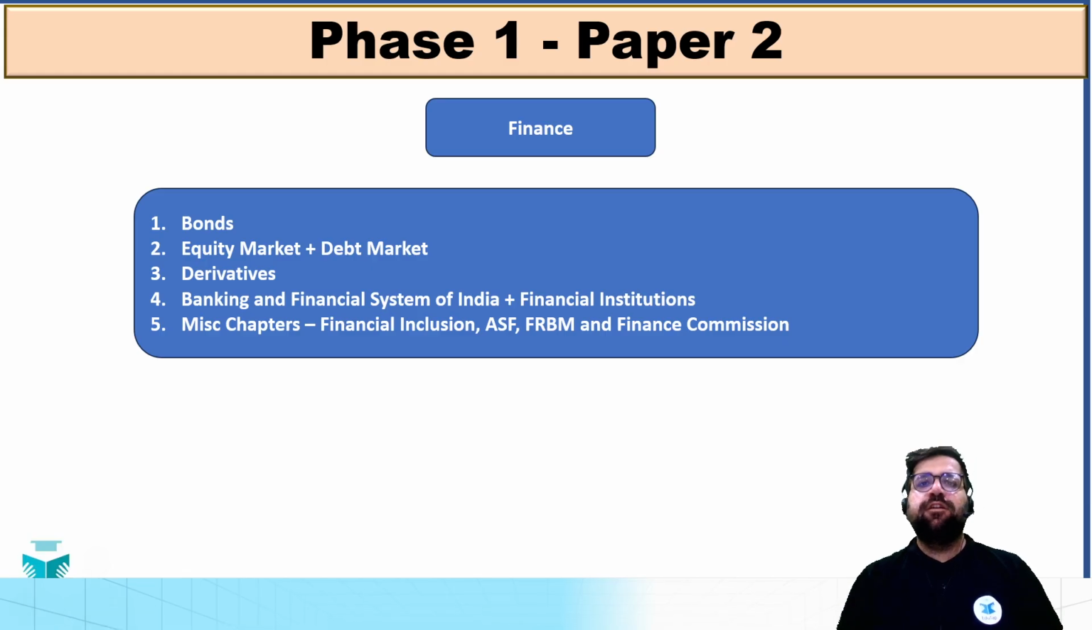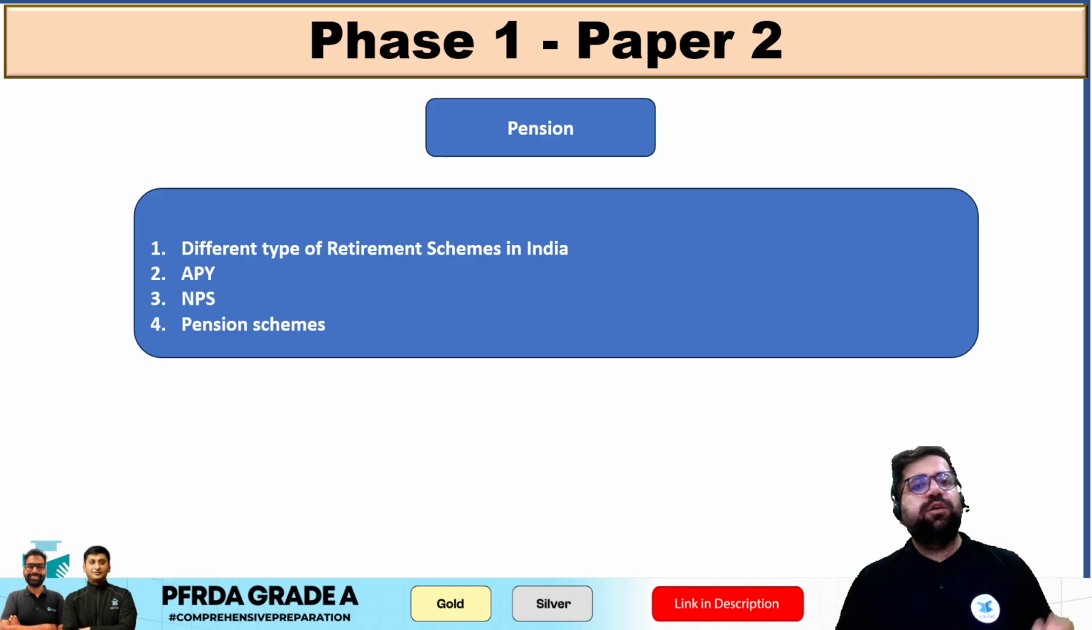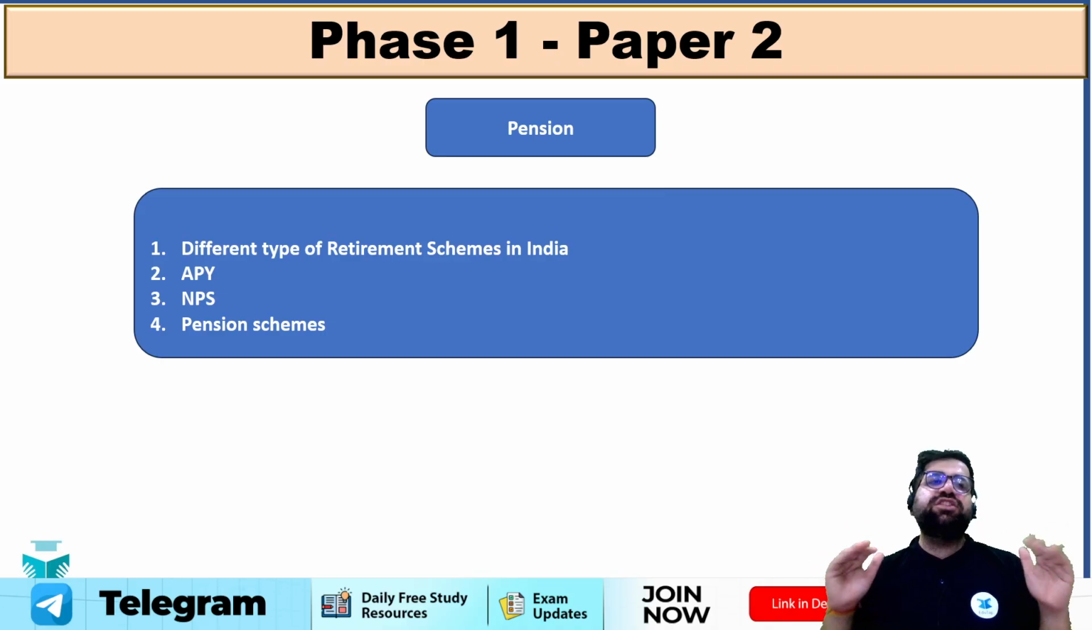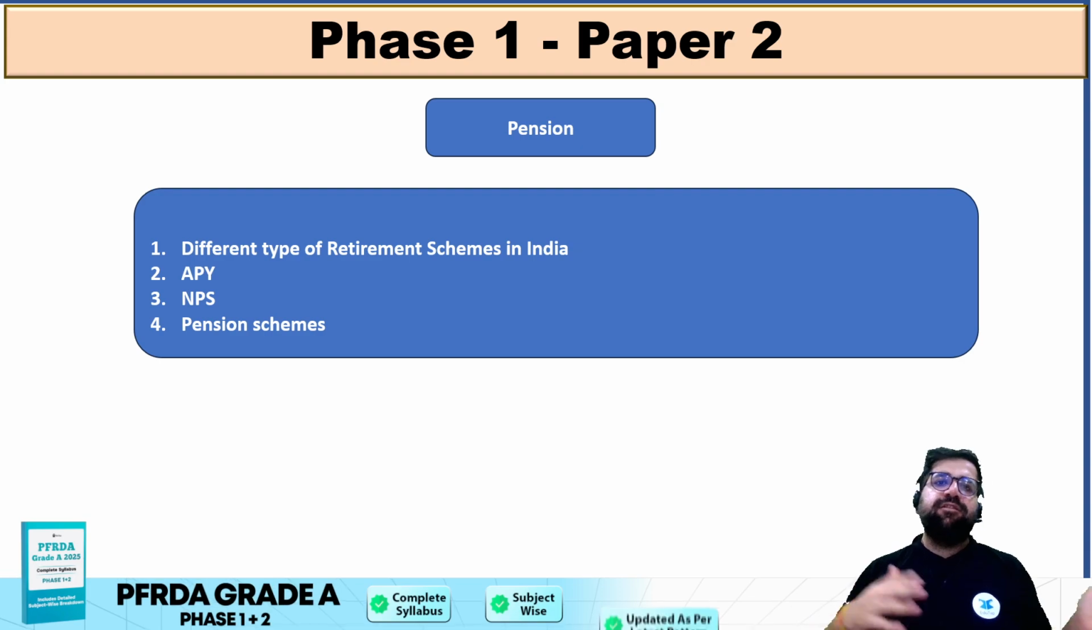So if you see, for finance, the syllabus of revision is quite limited. For management, again the same. For pension, again the same. So PFRD Grade A Phase 1 is not that much tough. You just need to score good enough in both papers, paper 1 and paper 2.